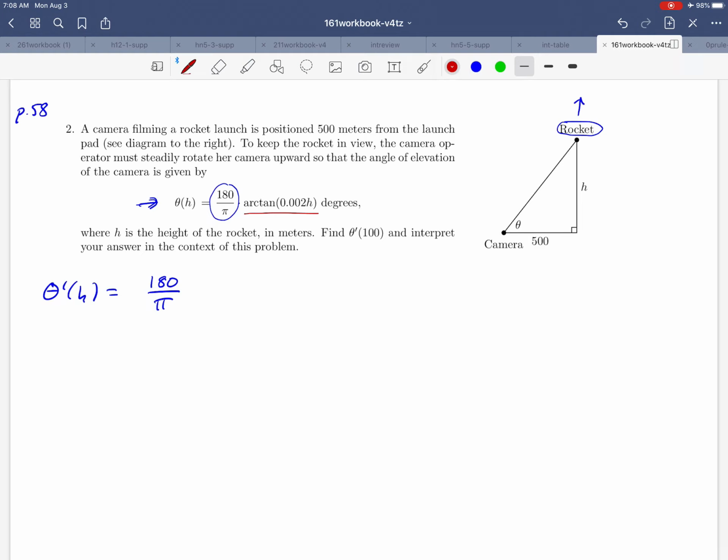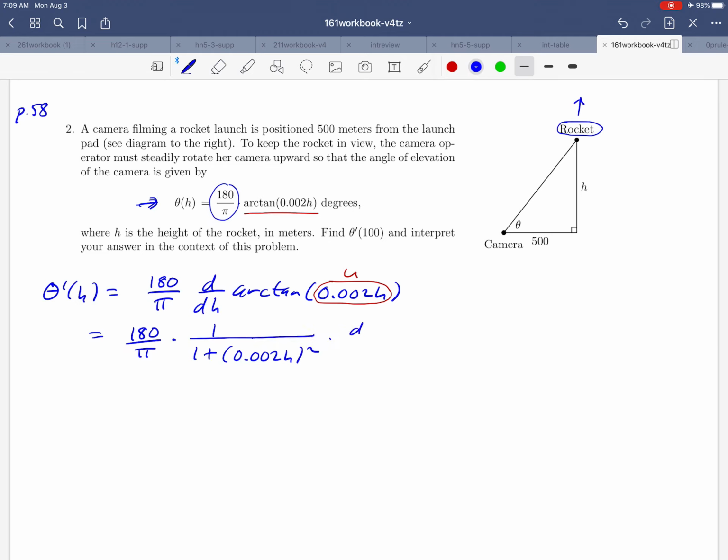We need to ask ourselves, what derivative formula would apply? Let's first write the part that we're trying to take the derivative of: the derivative of arctangent of 0.002 h. Notice that that's a chain rule situation. We've got arctangent of an inside function, so we can call that u. How do you take the derivative of arctangent of u? You can scroll back a couple of pages and find the formula. The derivative of arctangent of x is 1 over 1 plus x squared. So in our case, we're going to get 1 over 1 plus u squared.